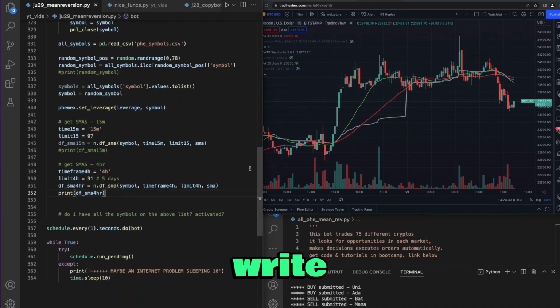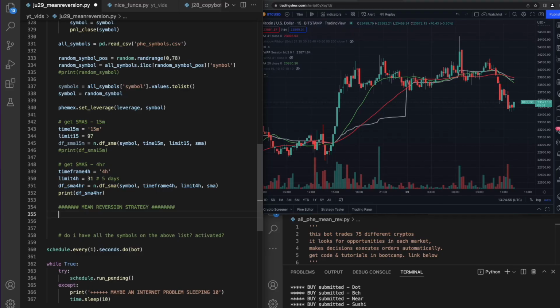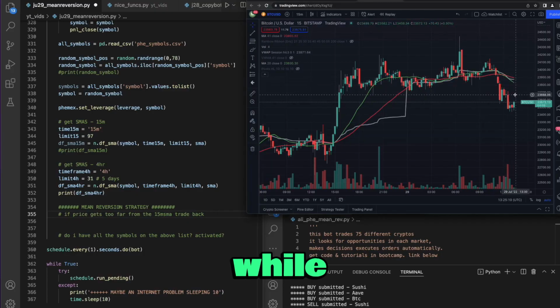So let's go ahead and write out the strategy really quickly. Mean reversion strategy. I swear I'm not this bad at typing, it's just my mic is in my way. So let's say if price gets too far from the 15-minute SMA, trade it back. You can see, as of this moment while recording this, it's getting pretty far away from the SMA. But we have to figure out how far we want.